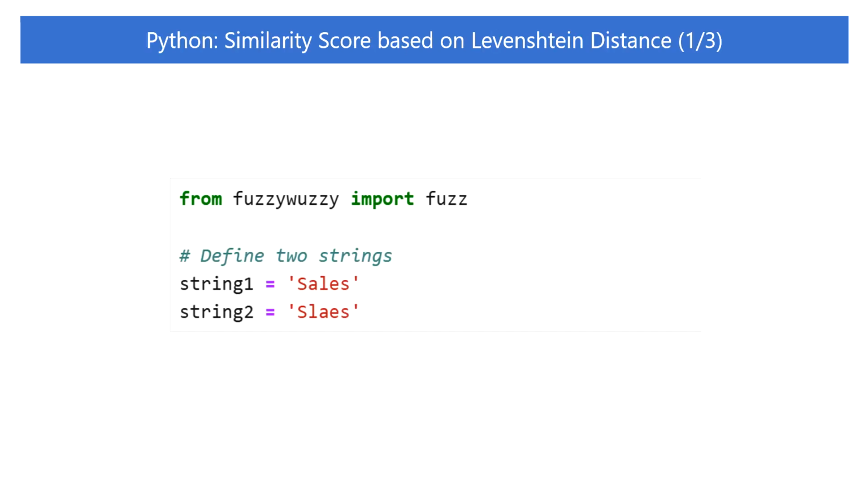Now, let's compute the similarity score based on Levenshtein distance. First, import fuzz from FuzzyWuzzy. The FuzzyWuzzy library is used for string matching and comparison based on the Levenshtein distance. Here, fuzz is a module within FuzzyWuzzy that provides various methods for calculating similarity scores between strings. Next, define two strings, cells and slice. The goal is to measure how similar these two strings are.